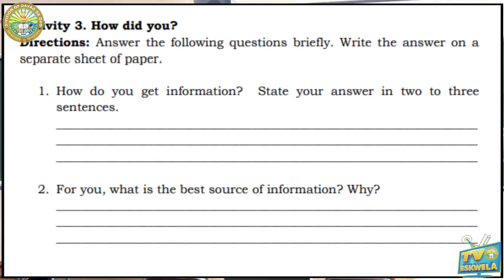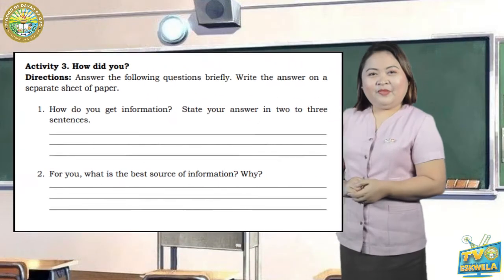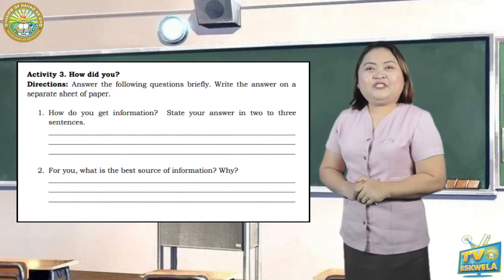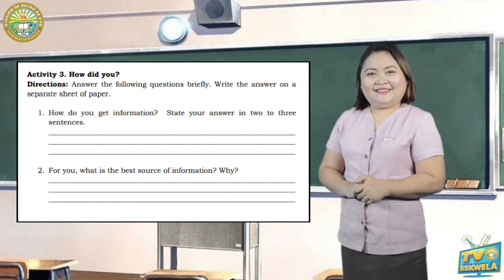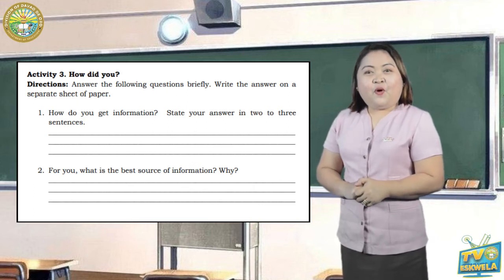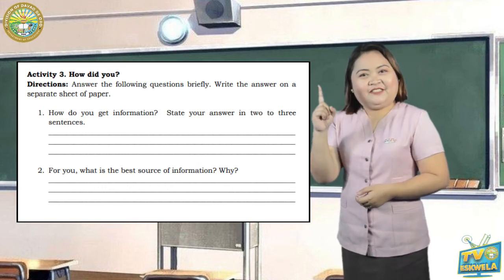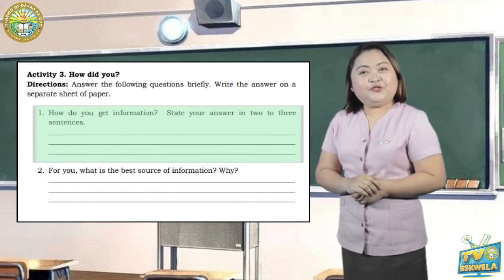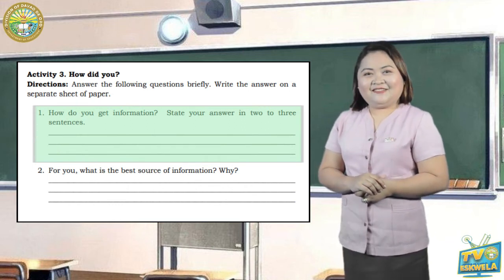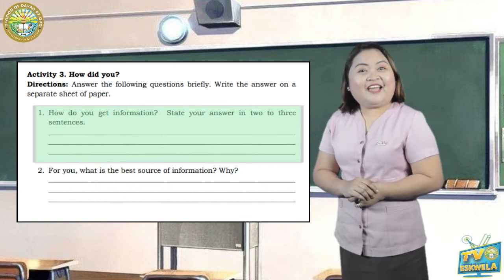Activity 3, how did you? Still on page 6. This activity is based on how you have accomplished the previous activity. You are to answer only the 2 questions. First question, how do you get information? State your answer in 2 to 3 sentences. How did you arrive at your answers in the graphic organizer?